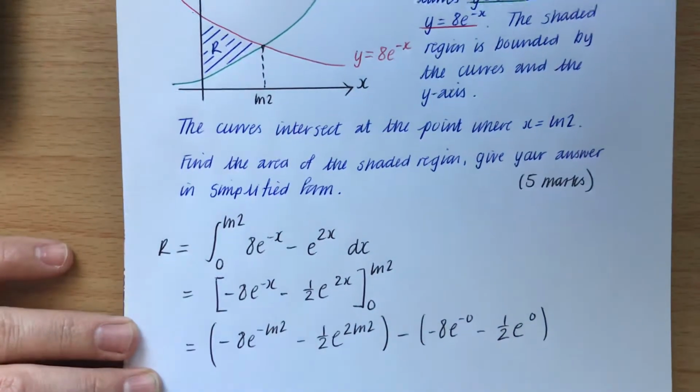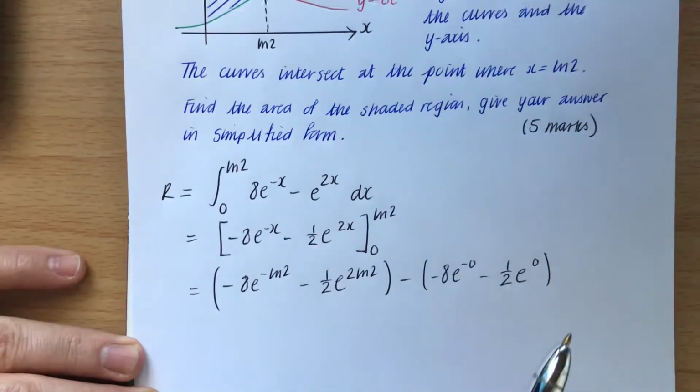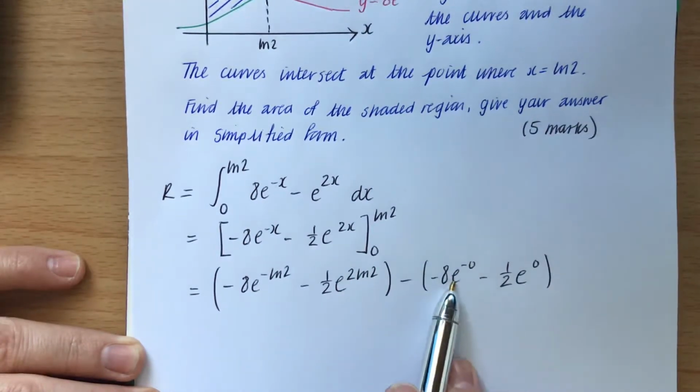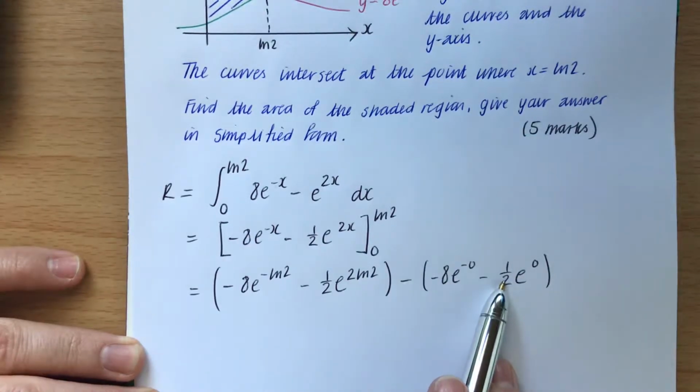So essentially e to the 0 is 1, the minus is unimportant. They're a bit silly writing it in the first place. But this is 1, so minus 8. This is 1, so minus a half here.